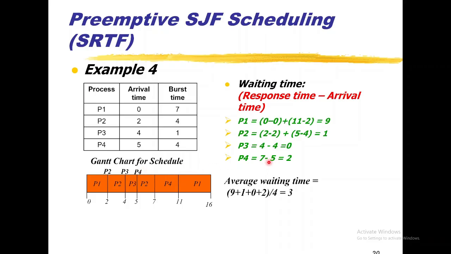All right. Remember, P4 arrived here. It arrived at 5 seconds. It was picked up at 7 seconds. So we have 7 minus 5, which gives us 2. So because of that, the average waiting time is equal to 9 plus 1 plus 0 plus 2 divided by 4, which gives us 3. So we have an average waiting time of 3 seconds only.